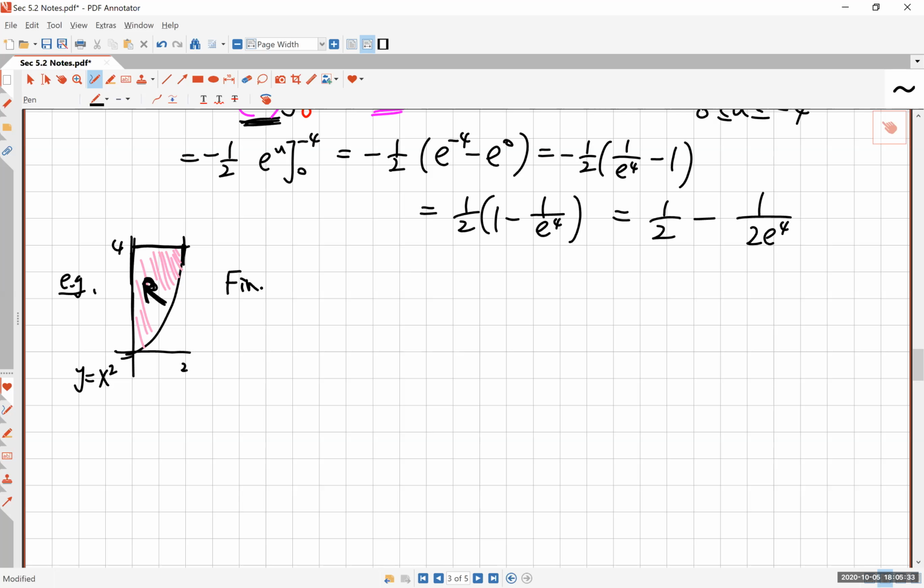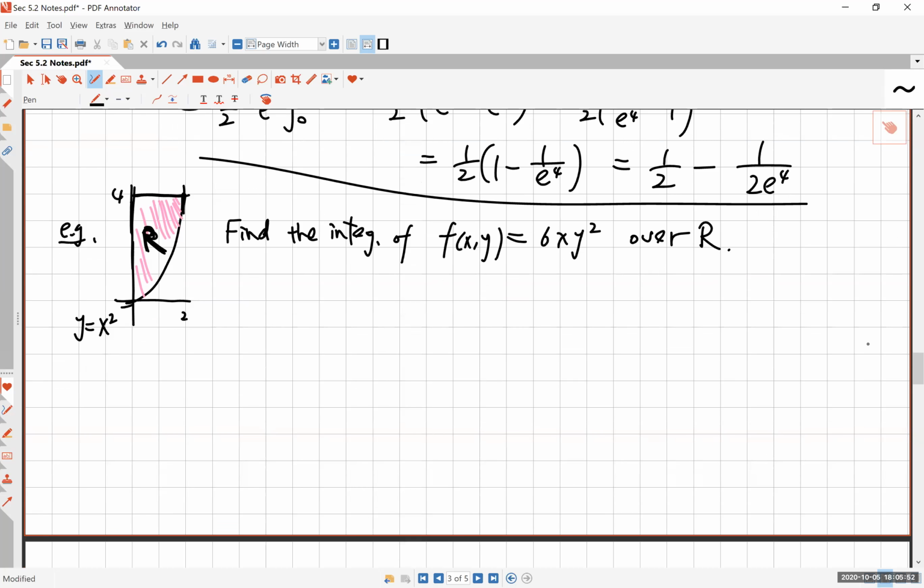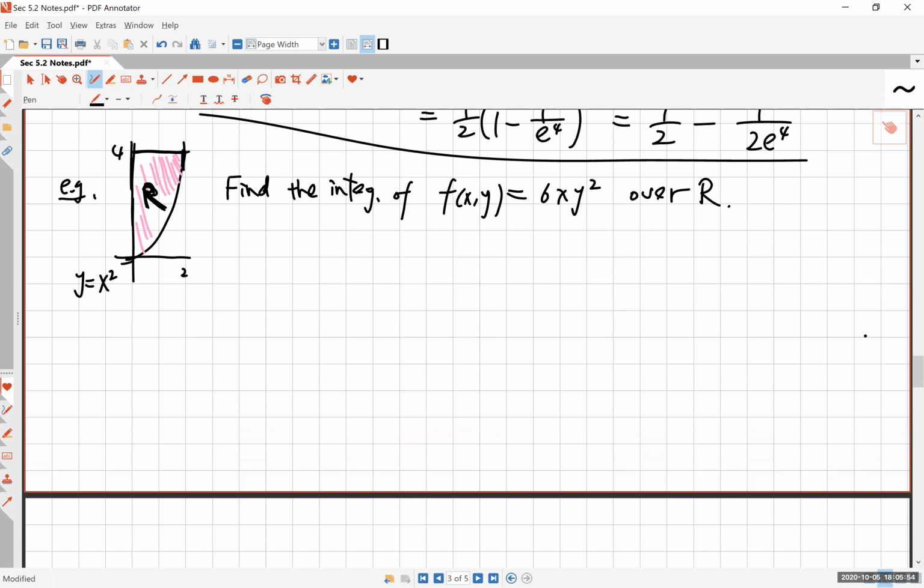And let's say find the integral of f of x, y, which is 6xy squared, over the region R. Actually, I can say set up, and then you should be able to set this up either as a type 1 or type 2 region, right? Sometimes the order may be specified. Sometimes it may say, do this in the order dy dx. Sometimes the problem may say, do it in the order of dx dy. But either way, you should be able to do this, right?